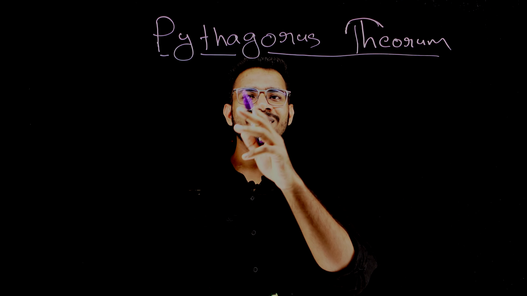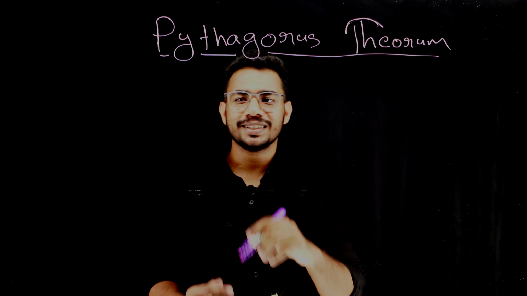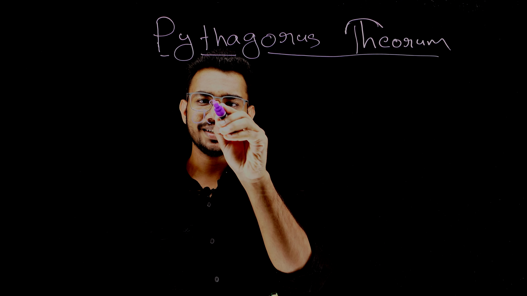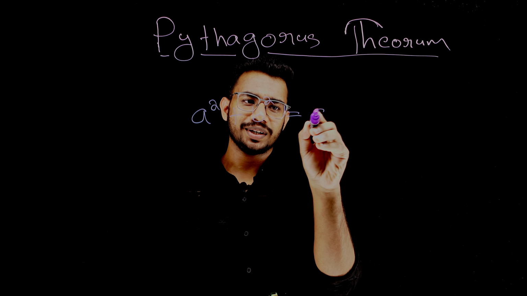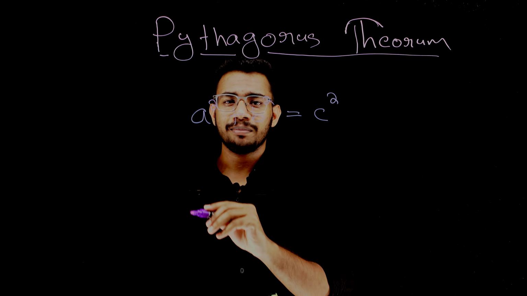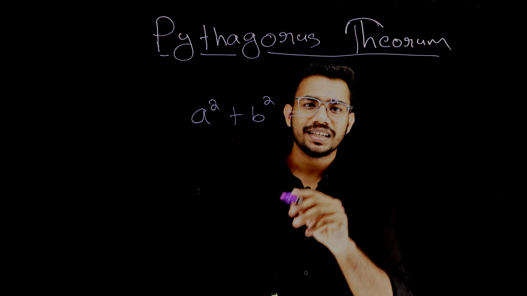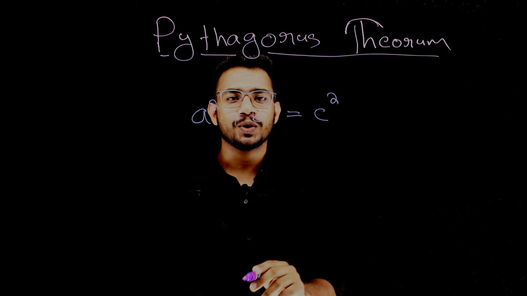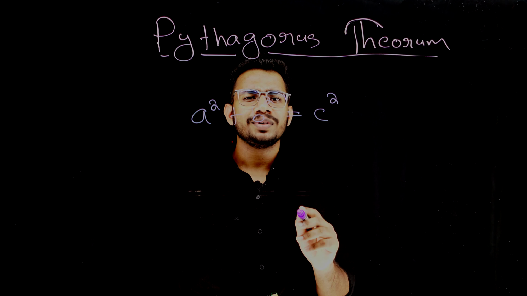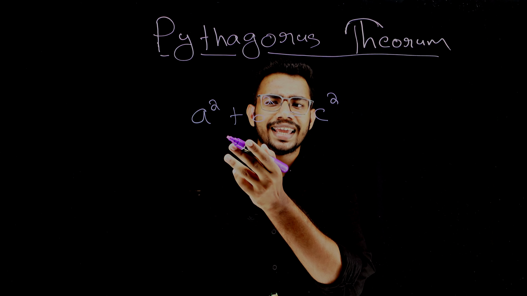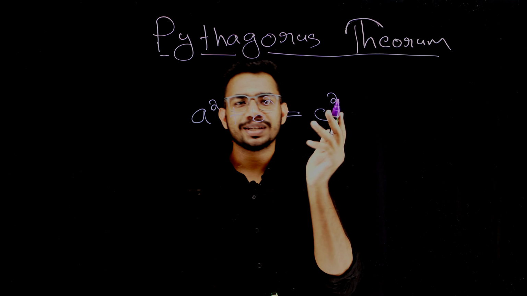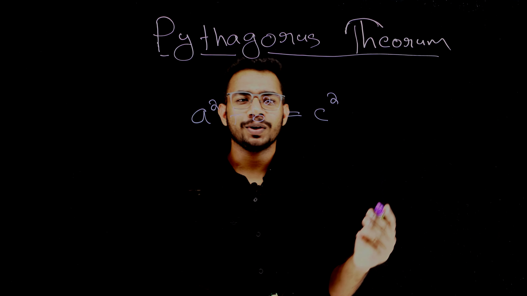Hi all, we all know about Pythagoras theorem. It's nothing but a squared plus b squared equal to c squared. And here a is the altitude, b is the base and c is the hypotenuse of a right angle triangle. Now an interesting question: from where did I get this equation? How does a squared plus b squared become c squared? That is what we're going to see now.